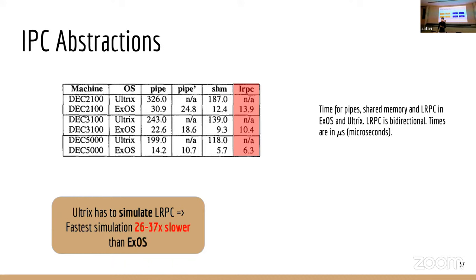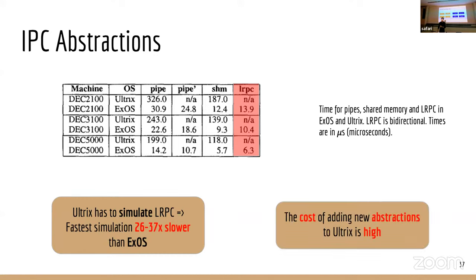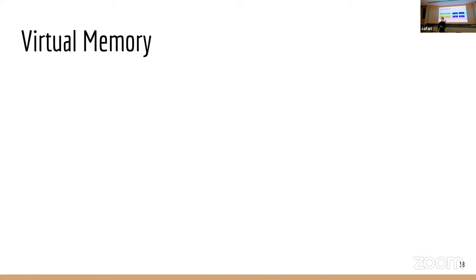There were two implementations, one with pipes and one with signals. The faster one with pipes was still 26 to 37 times slower than the XOS. And the cost of adding new abstractions to Alteryx is high, as this example demonstrates.